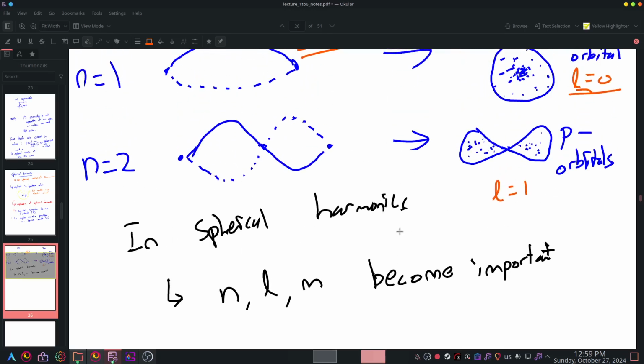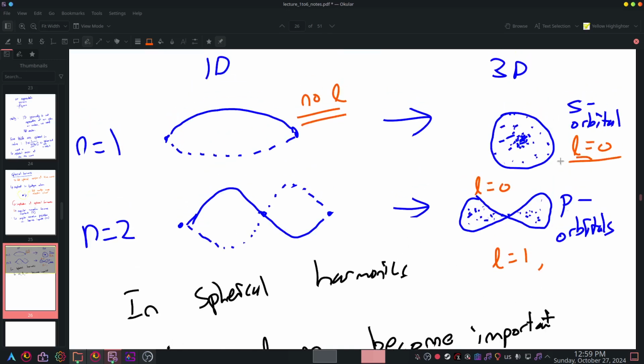Now, before I forget, you can have n equals 2 and l equals 0 as well. For n equals 2, I'm not going to draw it here. It is also an s orbital. That's where the analogy sort of breaks down when you start going into n equals 2, where angular momentum starts becoming important.